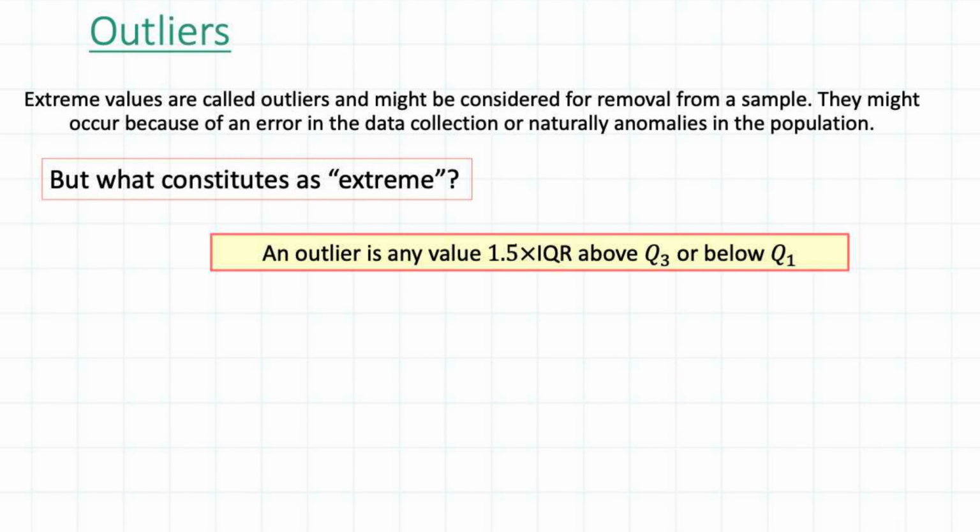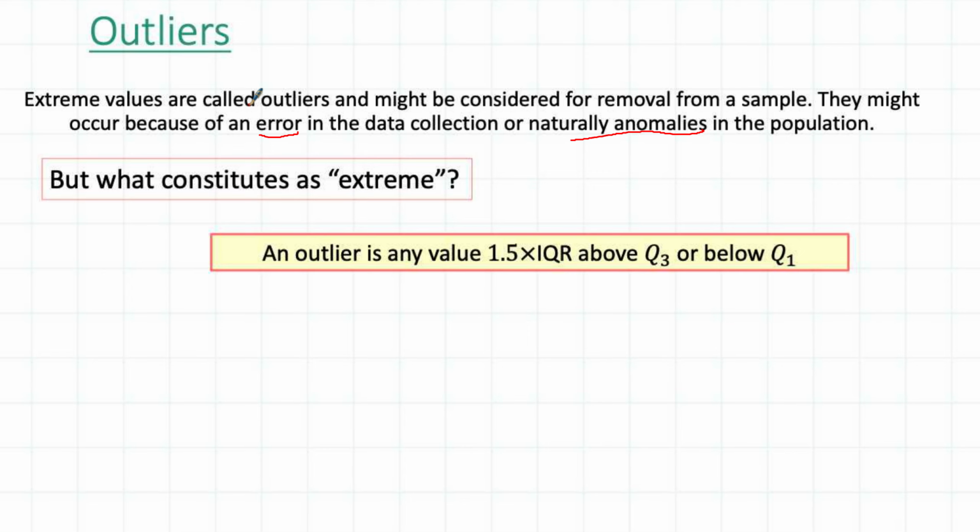Now, we'll talk about outliers. We've mentioned them before, but now we're going to do it a bit more formally. Outliers are extreme values, either at the upper extreme or the lower extreme. And you might consider removing them from the sample, but not always. They probably occur because of an error in the data collection or natural anomalies that might occur. So if you're taking heights of people and someone is just naturally very tall, that would be a natural anomaly. But if you obviously pick a very wrong number for the height, like 2, then there's an error in the data collection.